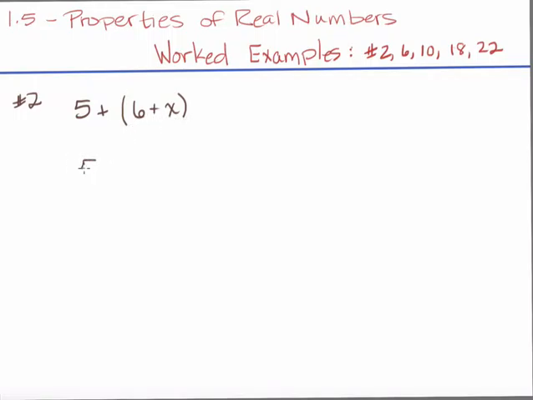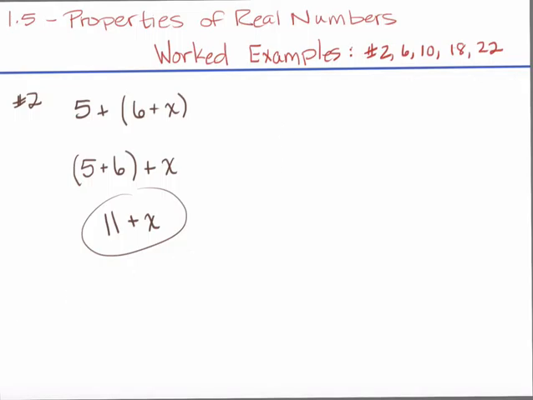What I can do is change the association, 5 plus 6 plus x. I can do this addition. 5 plus 6 is 11, and then plus x. This is my answer.